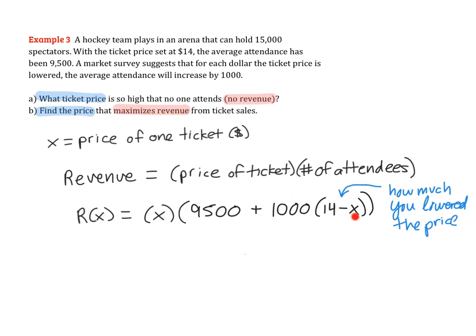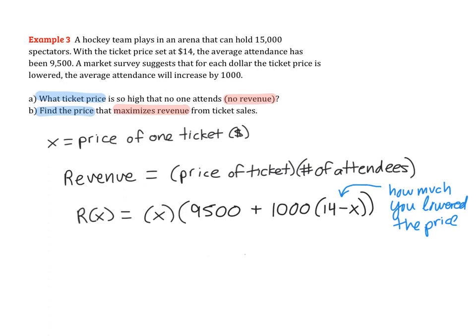Right? So if you set the price at $13, you lowered it 14 minus 13, which is $1. If you set the price at $12, you've lowered it $2. So this is really how much you've lowered the price, and that will gain you an extra 1,000 attendees for each dollar. So this is a way to model the number of attendees in terms of x, which is what we want to do.